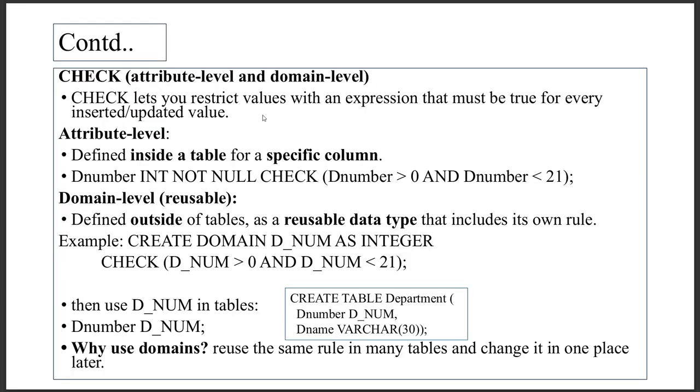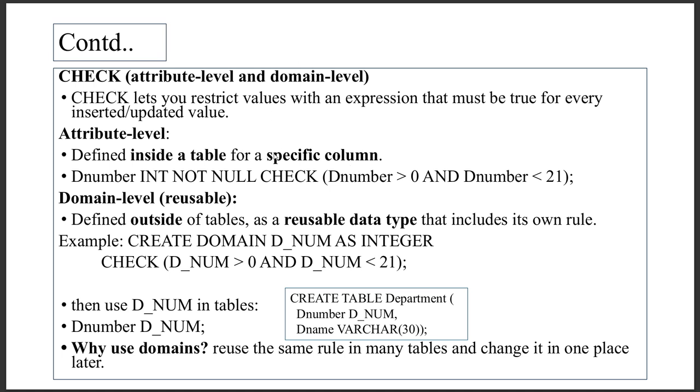Now check constraint, at attribute level and domain level. Check lets you restrict values with an expression that must be true for every inserted or updated value. While creating the table itself, you will call the check constraint and restrict the user to store only values which satisfy it. For example, the attribute D number, while we are inserting, should be greater than 0 and less than 21.